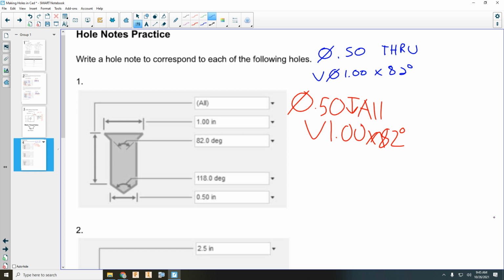Okay, so again, if you made a mistake, what do you do? You cross it out and you fix it. That's what we do. We're also trying to teach engineering notebook standards. So in here, what are we missing? We're missing the diameter symbol. Okay, good job.